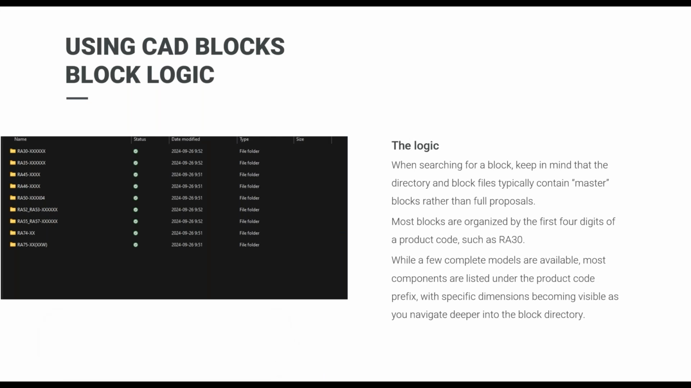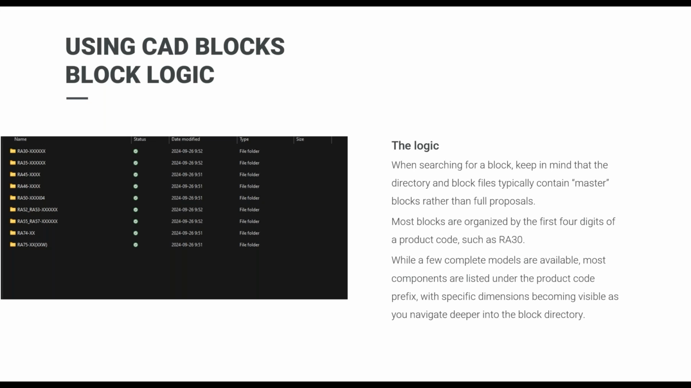Now, the logic and why it's RA30 in the picture here, 35, 45, etc., is the block files are only containing a master block, not a proposal. So if you were to look for an assembled cabinet, quite honestly, you're very unlikely to find it in the library. One of the benefits and sometimes the challenges with Rousseau as a brand is the incredible flexibility and modularity of the system. That means you have to understand the block logic to find the correct part.